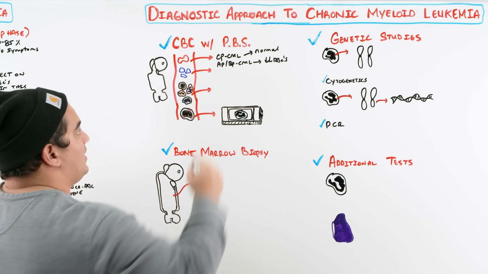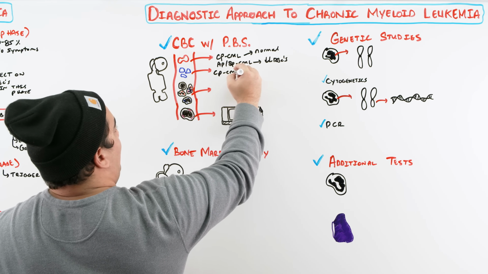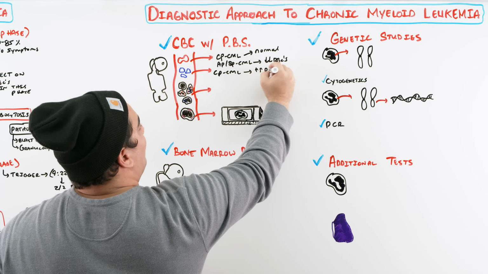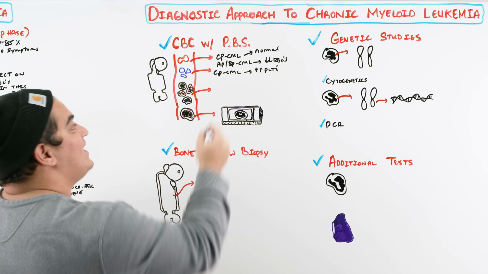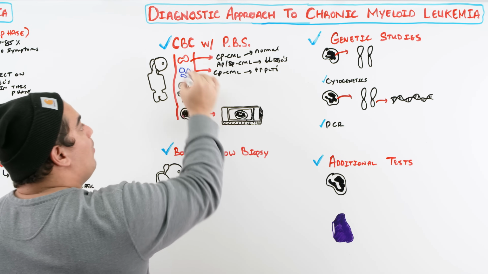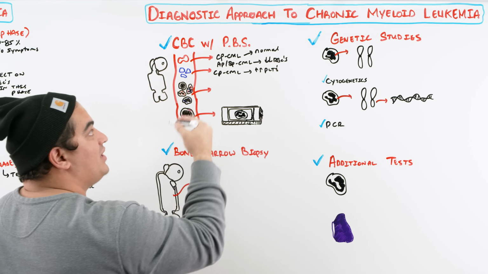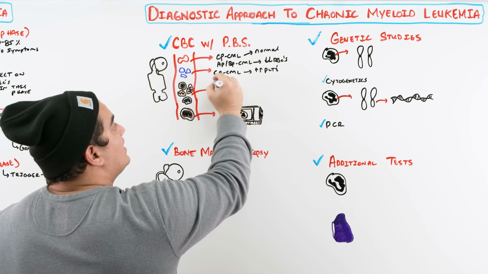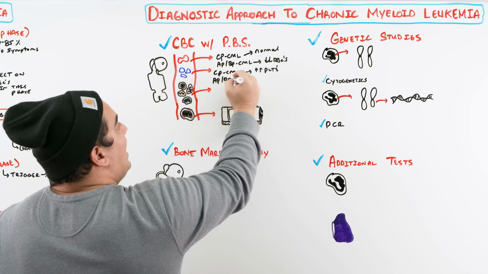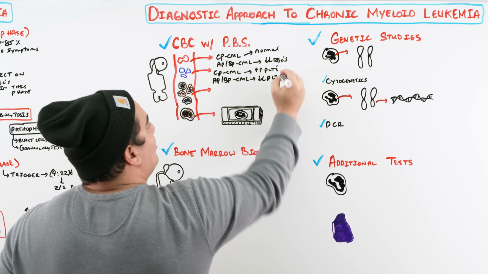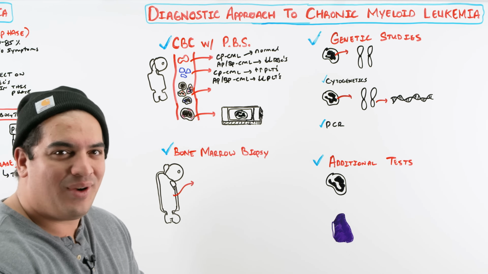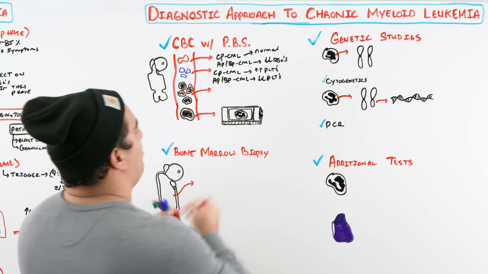For the platelets, if we were in the chronic phase of CML, we actually see a high number of platelets. So we see a thrombocytosis. But as the disease continues to progress and you get more blast cells occupying the bone marrow, taking up space, in the accelerated phase or the blast phase of CML, you start seeing a decreasing number of platelets. So that's really, really important. I need you guys to remember that.